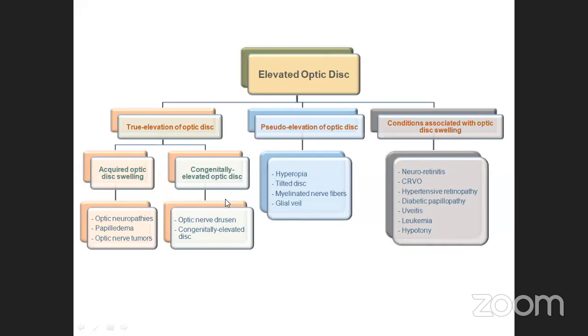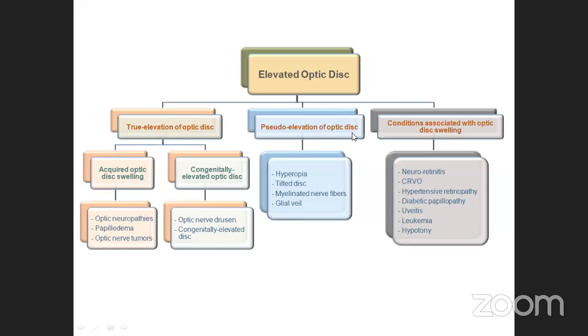Congenitally elevated disc as in optic nerve drusen, and this is pseudopapilledema. It is a bilateral condition, and the disc is elevated, but it does not look healthy, it is elevated and lumpy. So this is a congenitally elevated disc, and this is optic disc drusen. In another congenitally elevated disc, there is no drusen, but the disc has a blurred margin, and this is called congenitally elevated disc. And this is a diagnosis of exclusion. Vision is normal, everything is normal, but the disc is slightly elevated with a blurred margin.